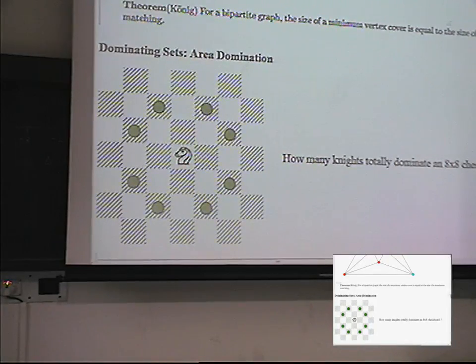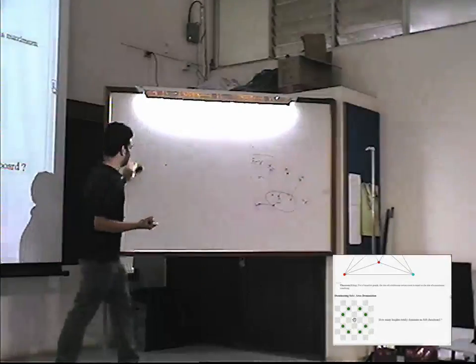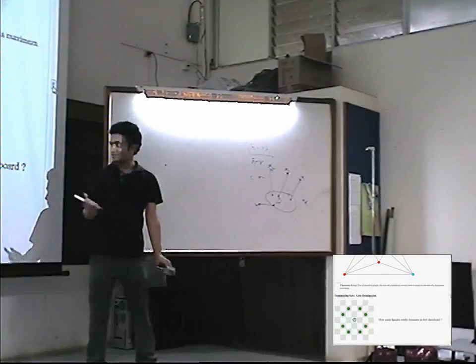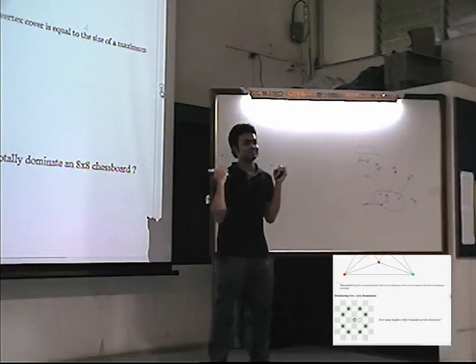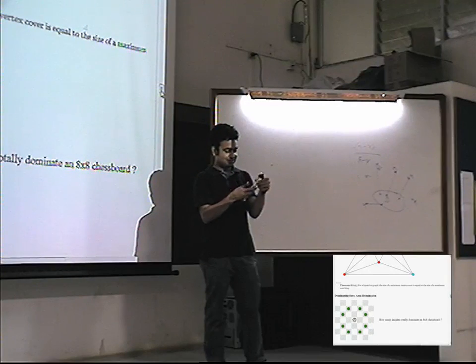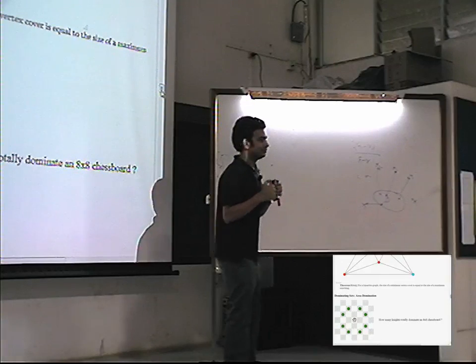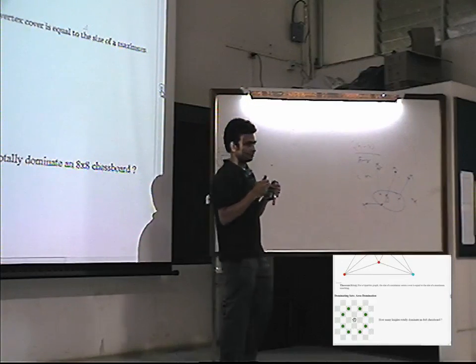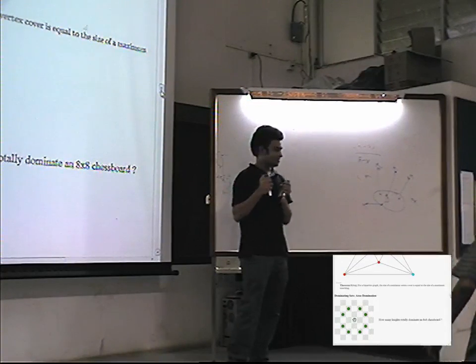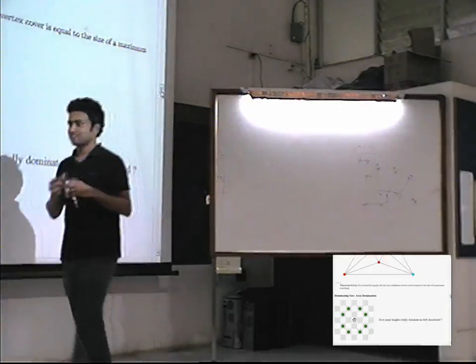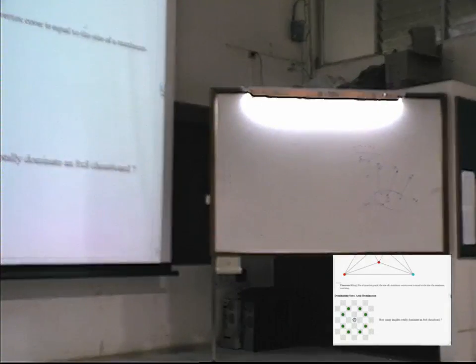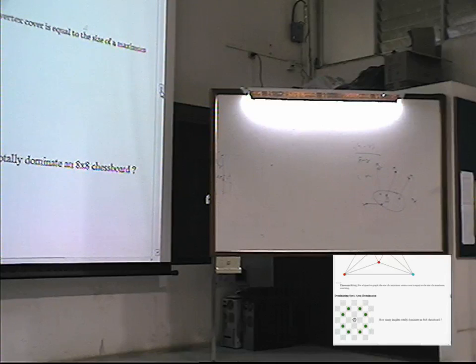So you're trying to see how many rooks you need to attack every square. So what's the obvious graph here? An obvious graph here is actually the squares on the chessboard.